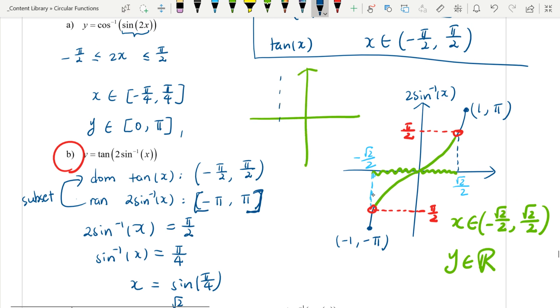So negative pi/2 and pi/2 are the asymptotes, and then a tangent graph looks like this. This is a tan graph. So the range of sine inverse is put in as the domain of the tangent, and the domain of the tangent is negative pi/2 to pi/2. So I have the full graph for tan for one cycle. So the range is R.